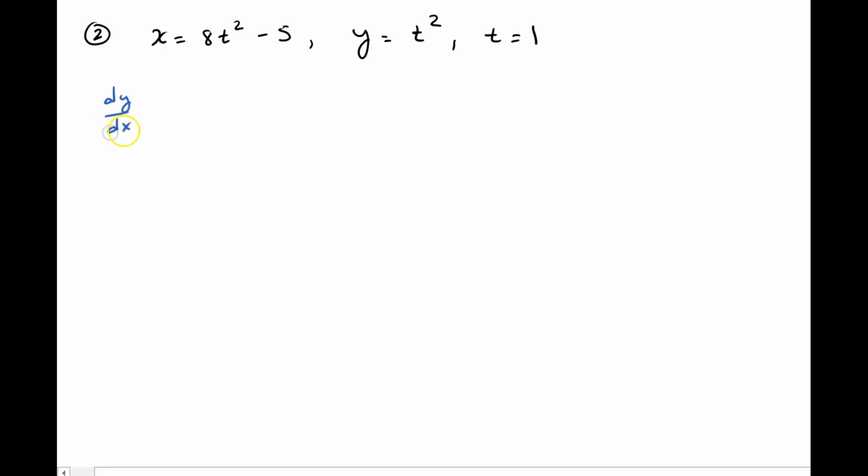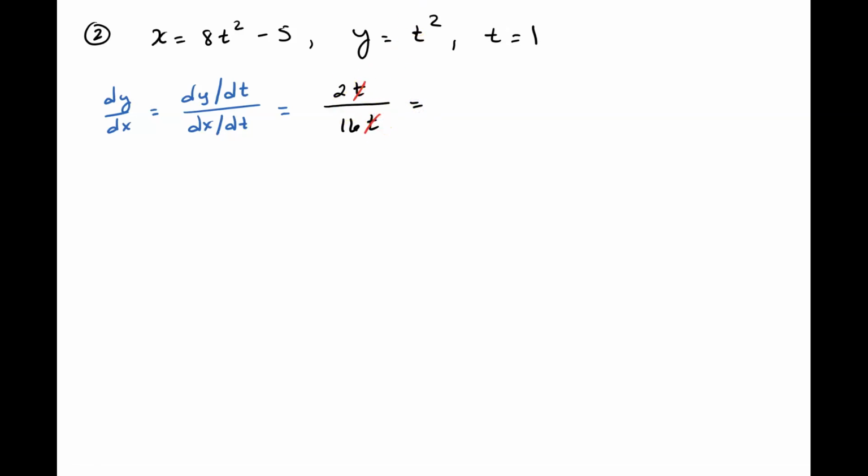Let's see here. dy dx, we know it's going to be dy dt over dx dt. So what does that look like? Well, for us, dy is just y prime, which is 2t, over x prime, or dx dt, which is just 16t. All right, when you simplify this, the t's, of course, are going to cross out. And the 2 over 16, rather, is 1 over 8. So this right here is your slope of your tangent. No need really to evaluate the 1.